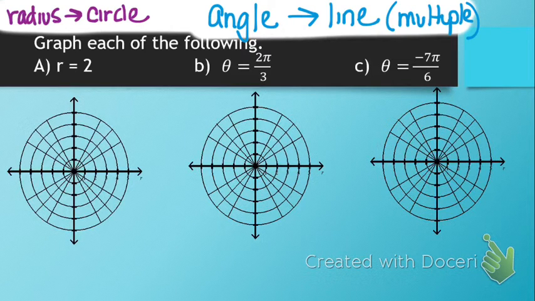Okay? So for part A, when it asks you to graph r equals 2, you're just drawing a circle because it's a radius. This says graph a radius of 2. So go out to your second ring and you just draw your circle. That's how you graph r equals 2.